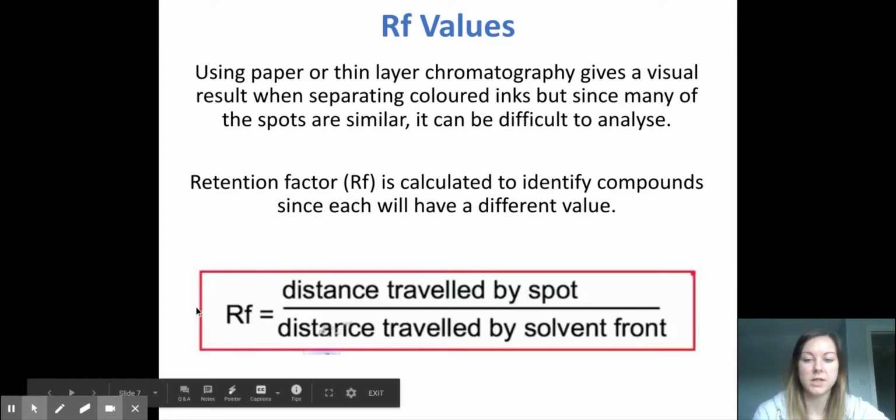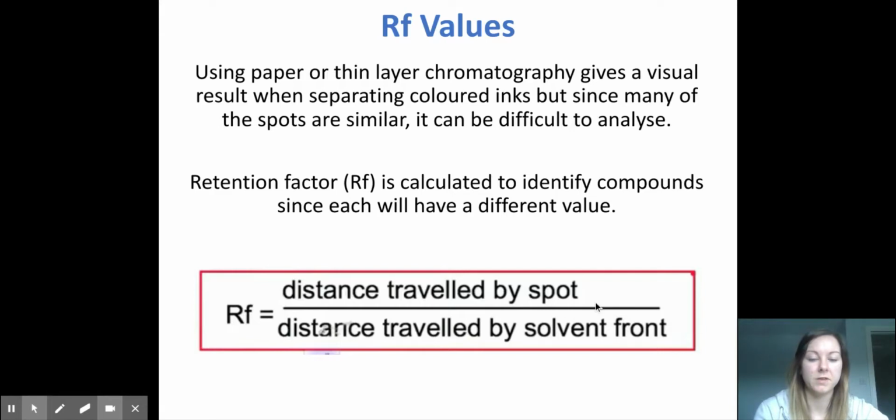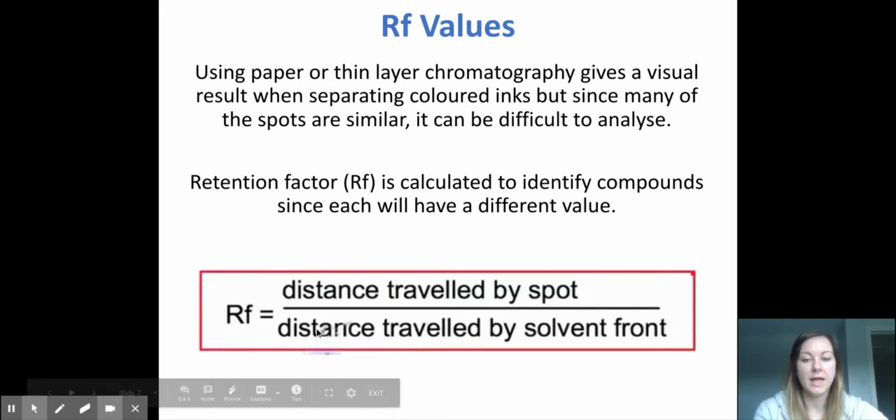So how we do this is the retention factor is calculated by taking the distance travelled by the spot, so that would be from your starting line to where your spot finishes, divided by the total distance travelled by the solvent. So remember, your solvent starts at the bottom of your paper and goes all the way up to the top.